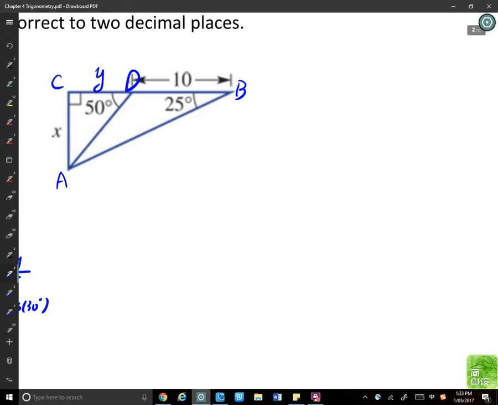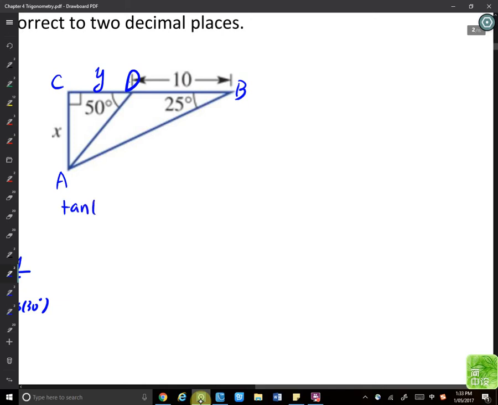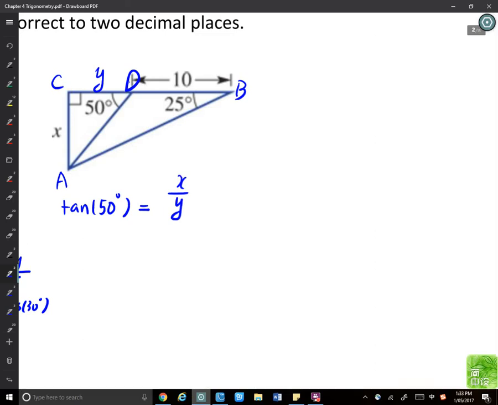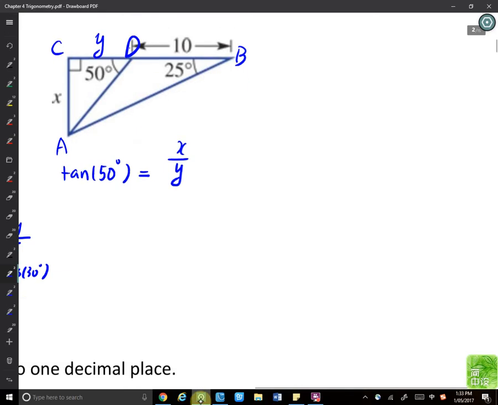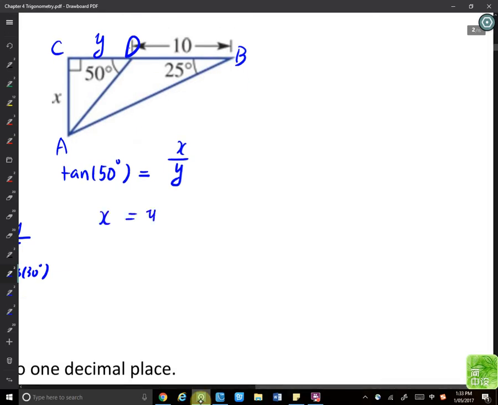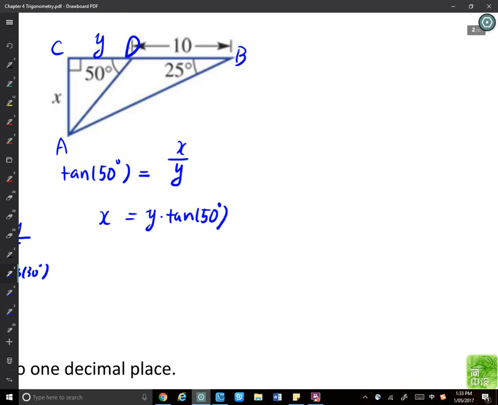Tan, okay. So tan 50 equals to what? Tan 50 equals to x over y. So what does x equal to? x equals to y times tan 50. Okay, we have that. I want to see x equals to how many y, or y equals to how many x.